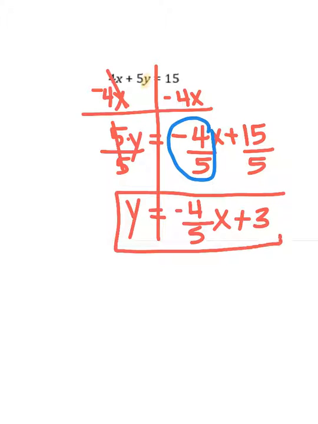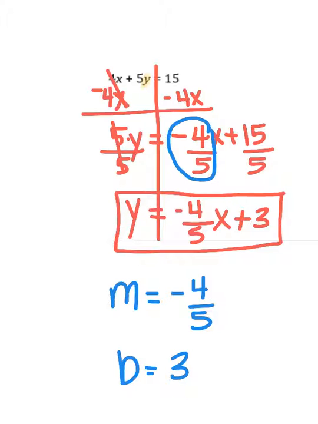Okay, so again, if we had asked you for slope and y-intercept, your slope would be your coefficient of x, negative 4 over 5, rise over run, and your y-intercept would be your constant, which would be positive 3, so you would go up 3 on the graph.